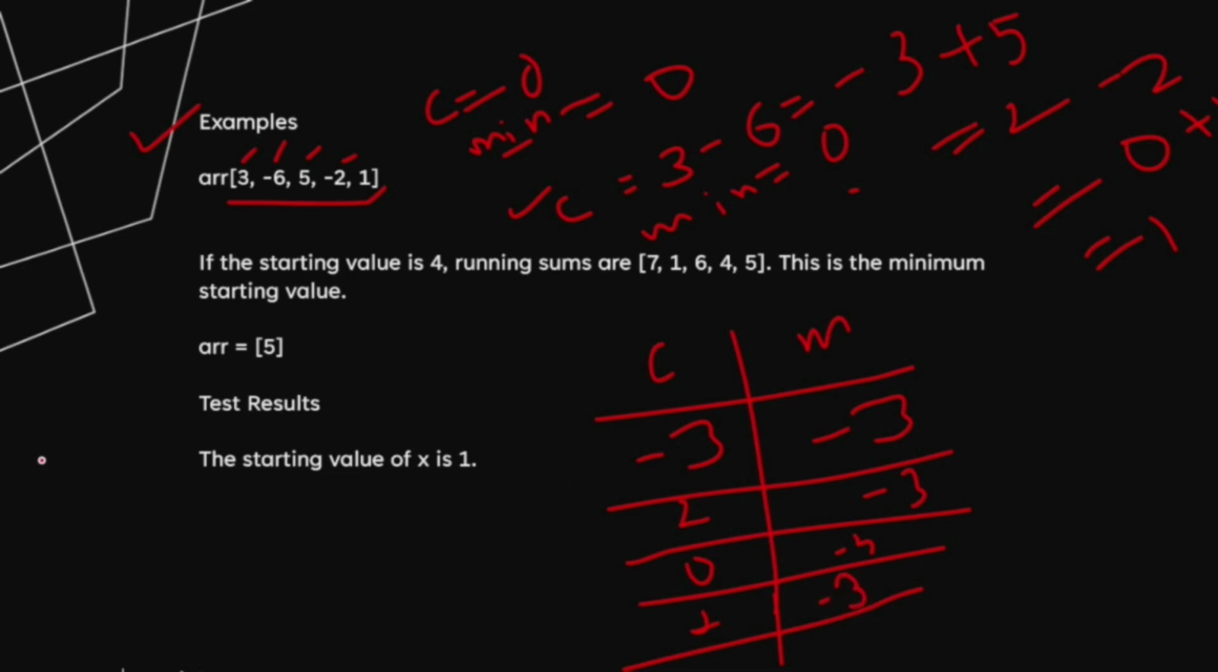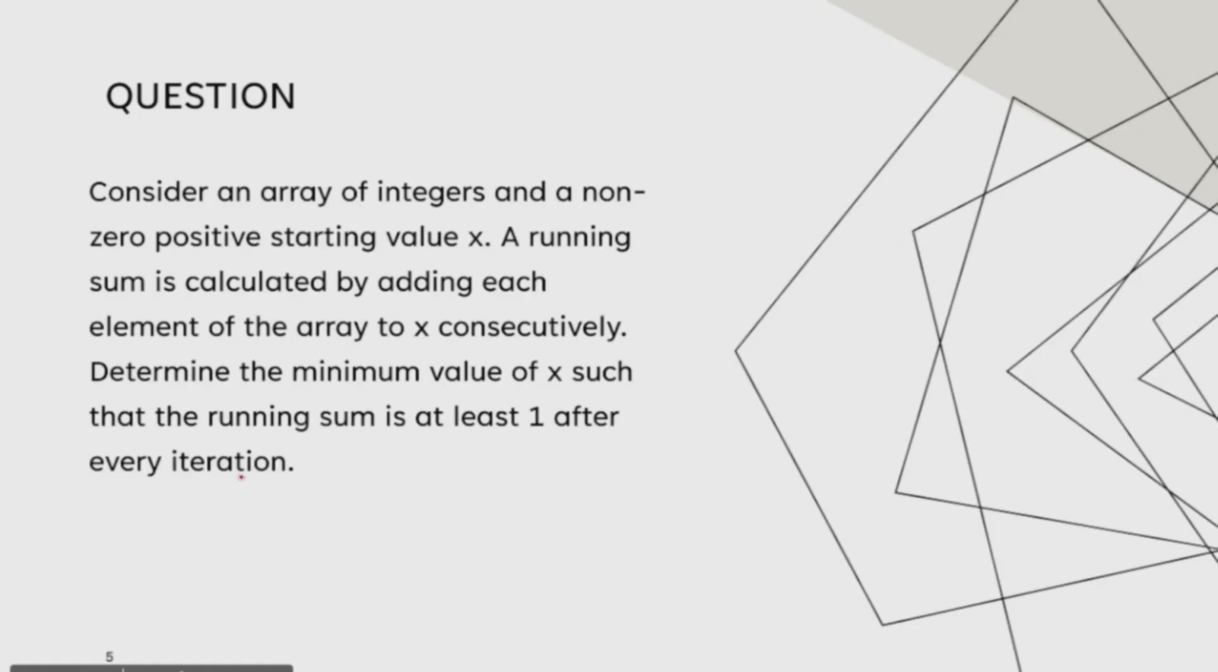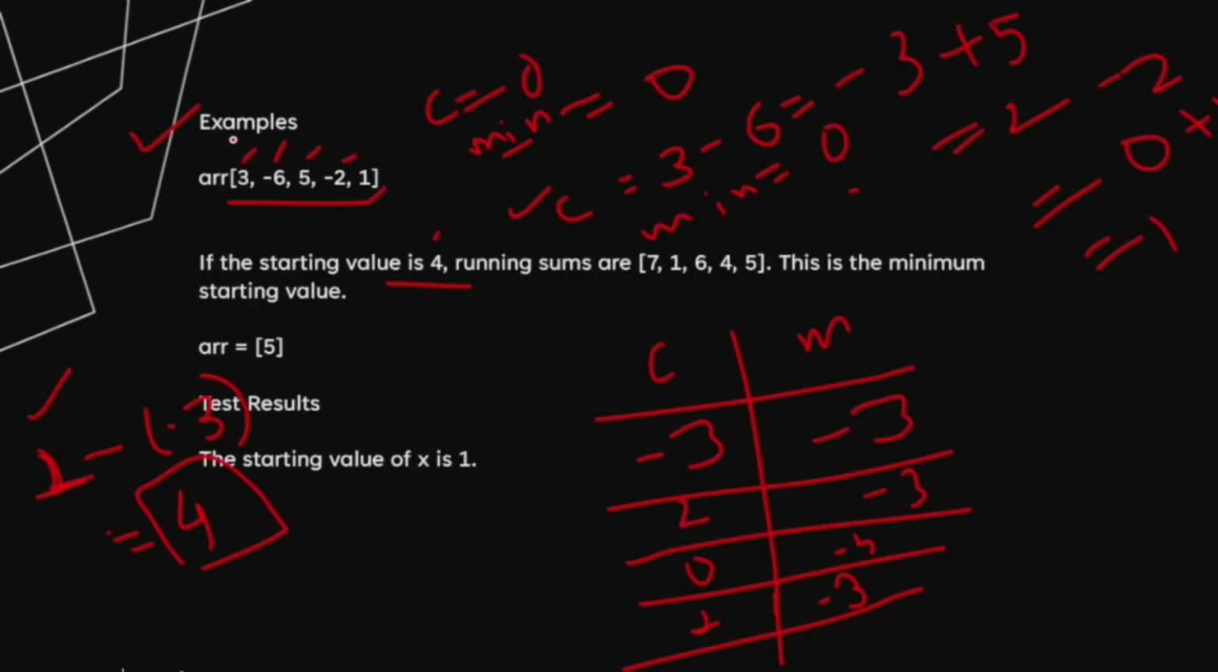What we have discussed is that at the end we have to do 1 minus the minimum sum. So 1 minus minus 3 is 4, and if you can see, our starting value is also 4. Now why are we doing 1 minus, not 2 or 3 minus? If you remember, the question says that in each running sum the value should be greater than or equal to 1. The running sum is at least 1 after every iteration. That's why 1 minus, because you are calculating the total sum of this array.